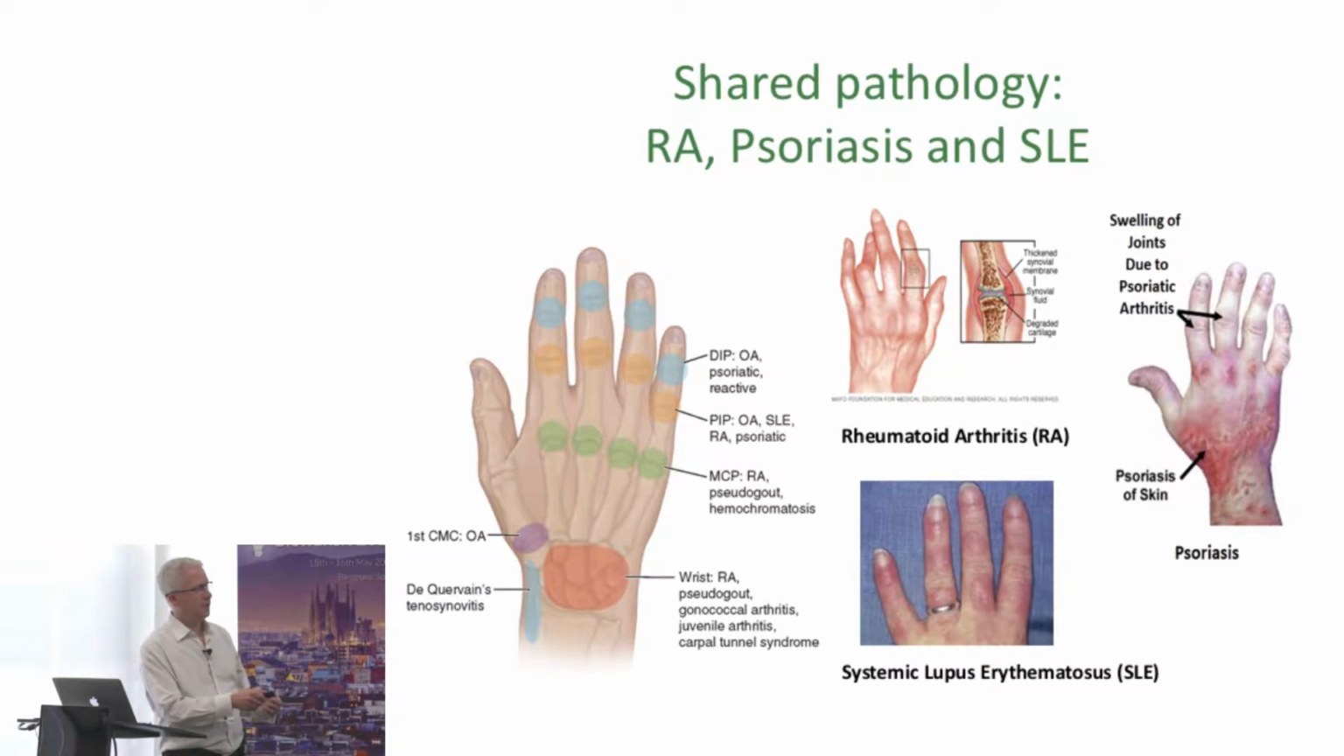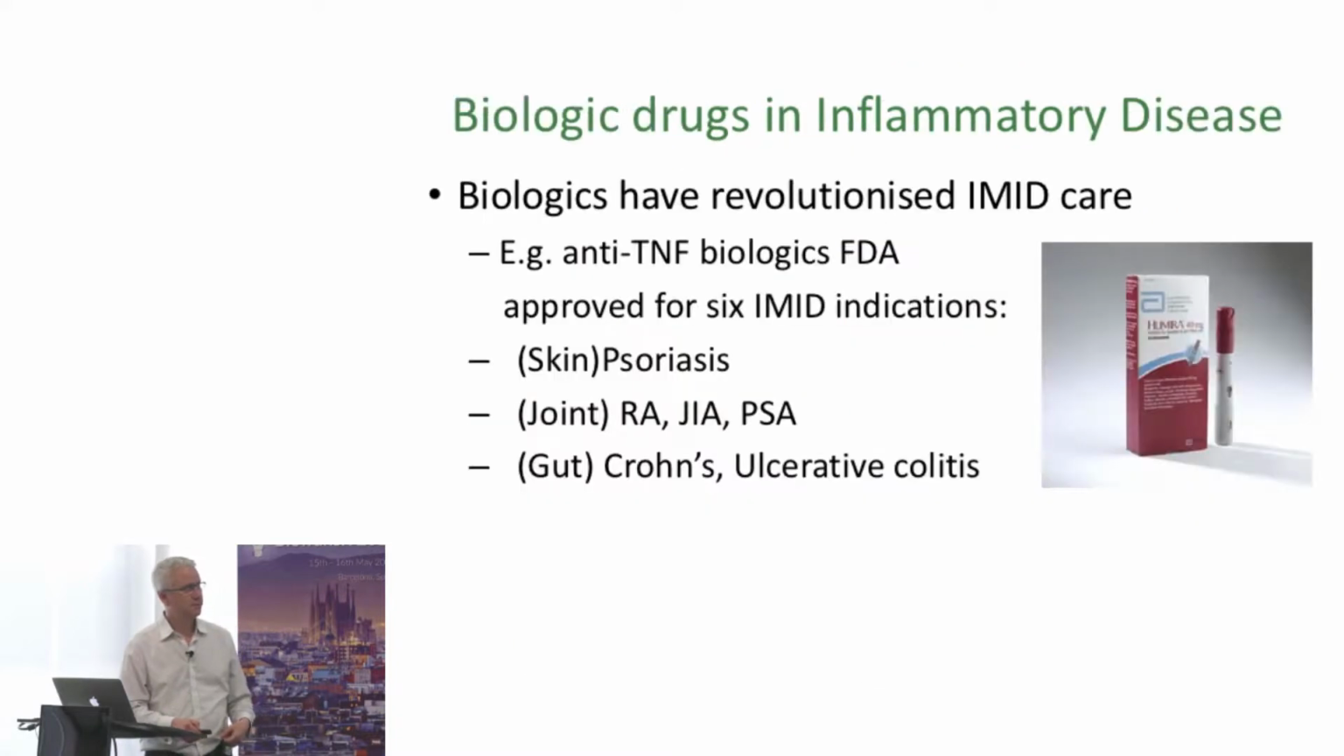So if you look at the hand, according to where the joints are affected, you can see that a whole range of different diseases, some of which aren't even IMIDs, some things like hemochromatosis and gout. If you have swollen joints of your hand, you can look at which joint is affected. But these are all highly overlapping, and you can see RA has joint swelling, lupus has joint swelling and skin inflammation, and psoriasis, of course, has skin inflammation and joint swelling. So there's a lot of shared pathology, for sure.